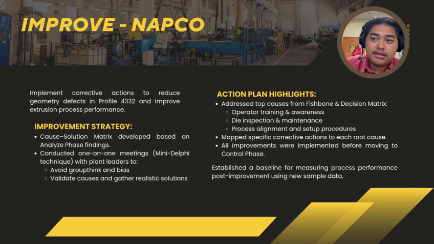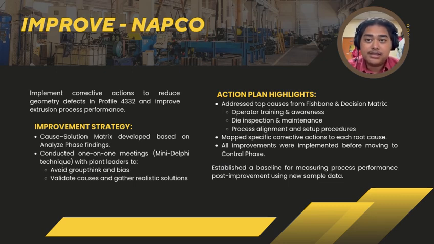Their strategy included: number 1, conducting focused training sessions to reduce operator mistakes and raise awareness. 2, routine die inspections and maintenance to prevent defects caused by tooling issues. And the last one, number 3, refining setup and alignment procedures to ensure consistency in the extrusion process. Each action was tied directly to a specific root cause using a cause solution matrix developed during the analysis.